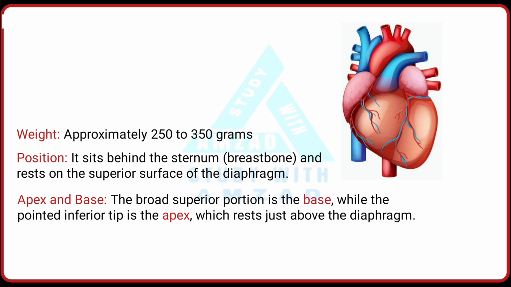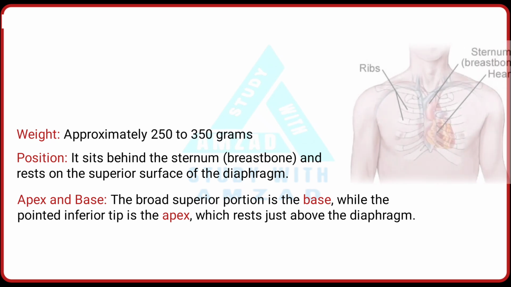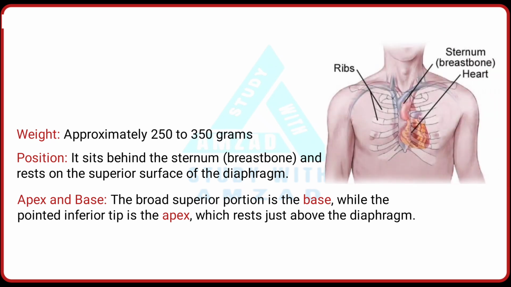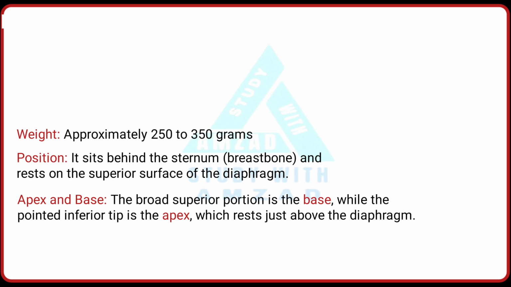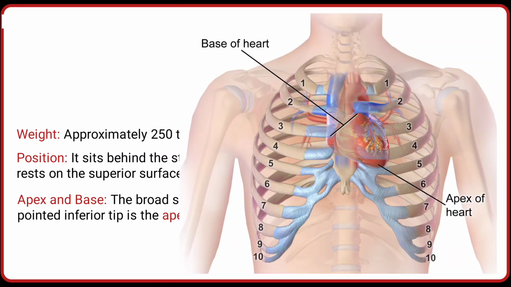If I talk about position, it's situated behind the sternum. This is called the breastbone, and it rests on the superior surface of the diaphragm. Apex and base. The broad superior portion is the base, while the pointed inferior tip is the apex, which rests just above the diaphragm.